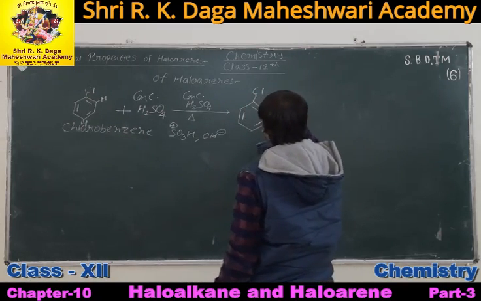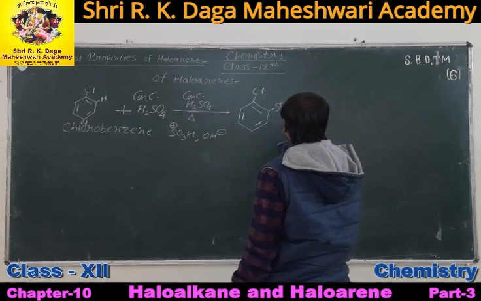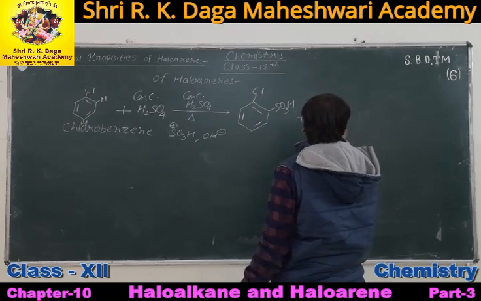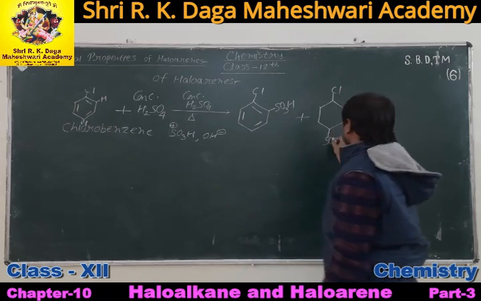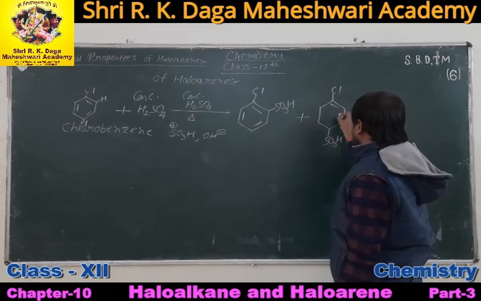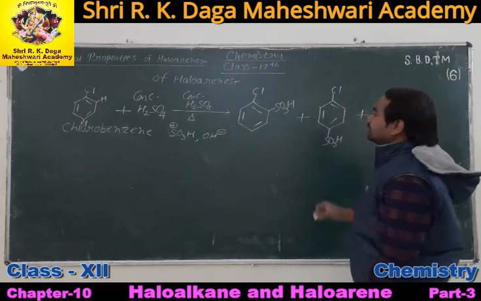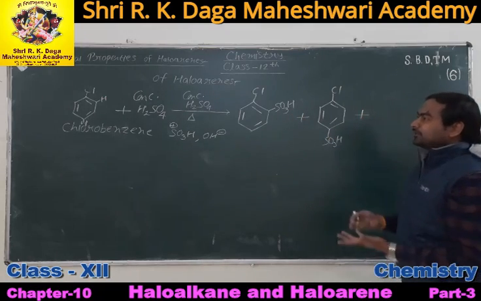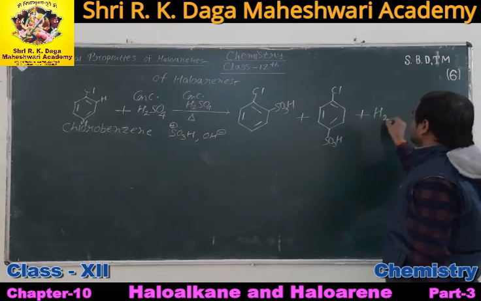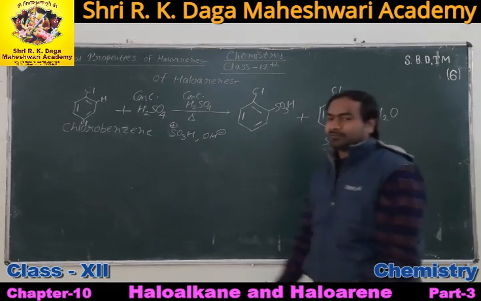The SO3H will come here, and in the second step, the SO3H will come here at the para position. Again, it will be the minor product, and this will be the major product. And what have we obtained? We have obtained water as a byproduct.